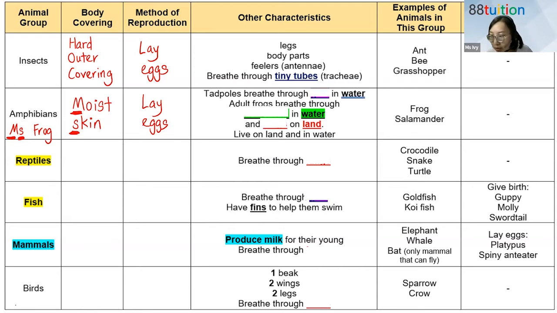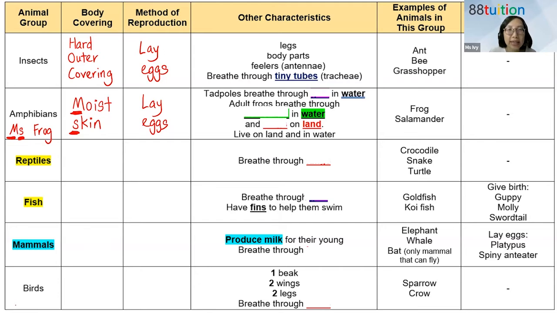So Clarice, what is the outer covering of reptiles like crocodiles and snakes? Okay, cannot remember, no problem. Anybody wants to help Clarice? Unmute yourself. Anybody? Right, Zoe.